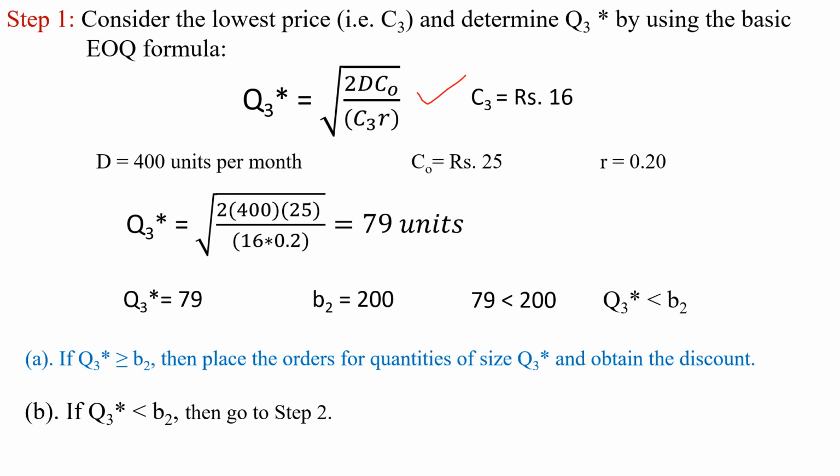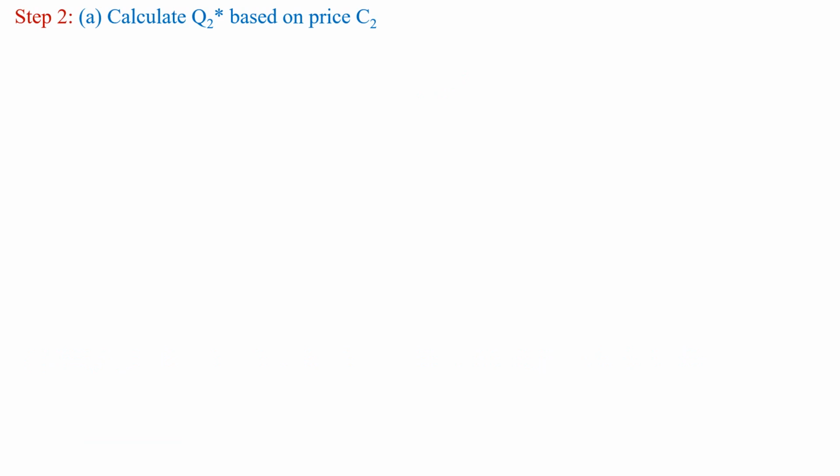So next one, see in step 1. If Q3 star is greater than or equal to B2, then place the orders for quantity of size Q3 star and obtain the discount. If Q3 star is less than B2, then go to step 2. Here Q3 star is less than B2, so I have to go for the second step.